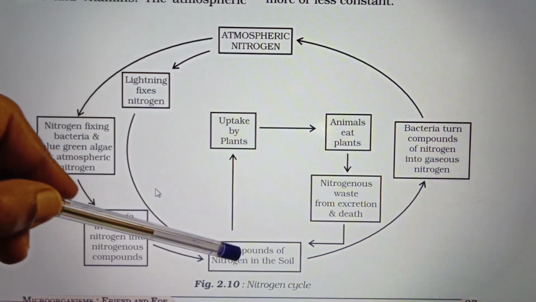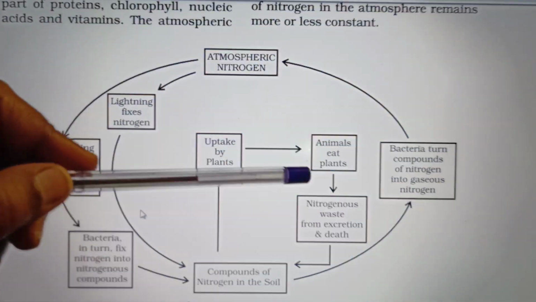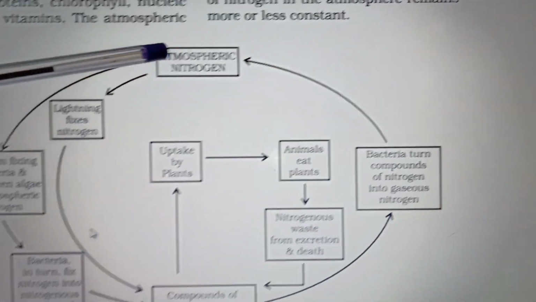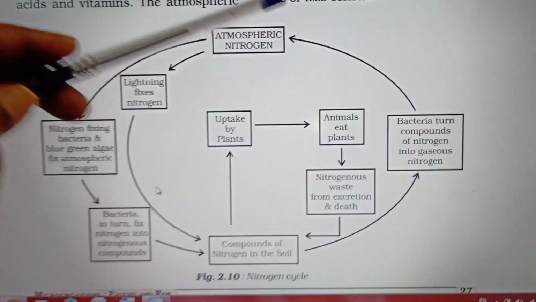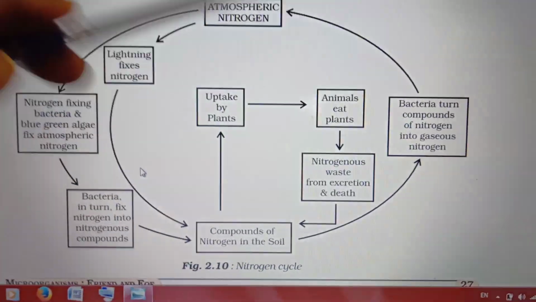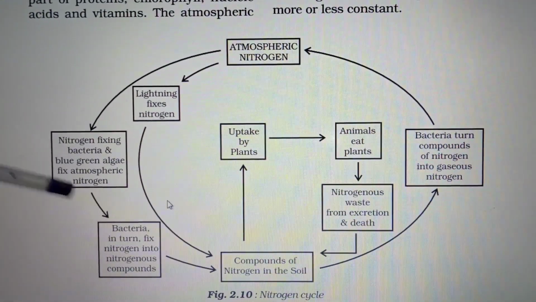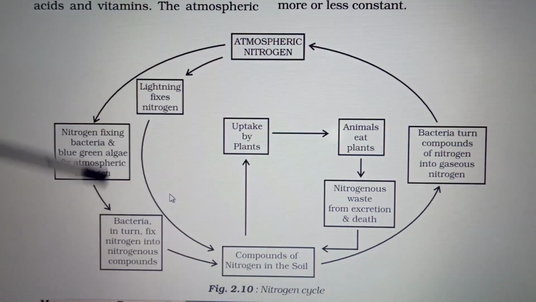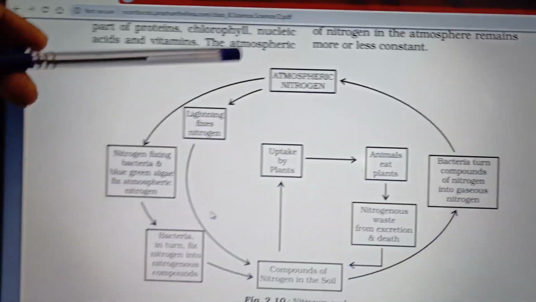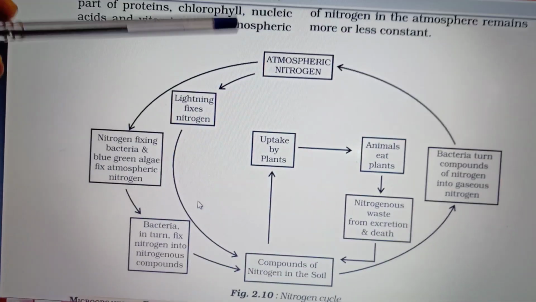And what happens in the soil? Some of the bacteria turn these nitrogenous compounds into gaseous nitrogen, which goes back to the atmosphere. So the percentage of nitrogen present in the atmosphere will be more or less constant. This is known as the nitrogen cycle. This is very, very important. And the bacteria and blue-green algae, the rhizobium, play an essential role, with a symbiotic relationship with the roots of the leguminous plants, that is pulses, mainly beans, peas, and all lentils.